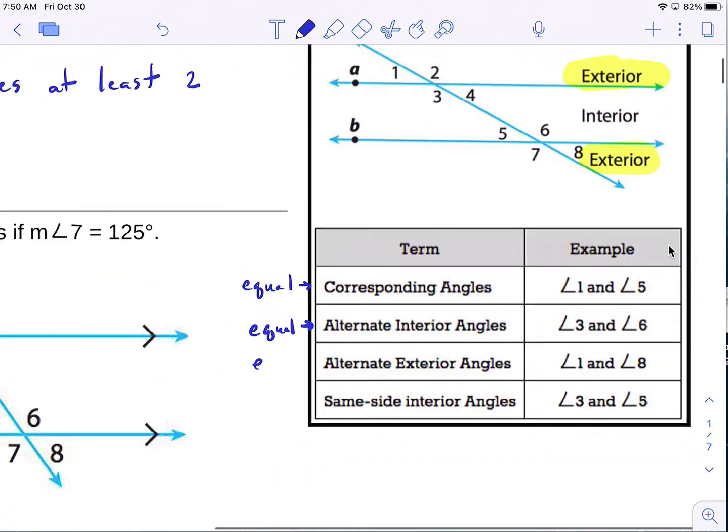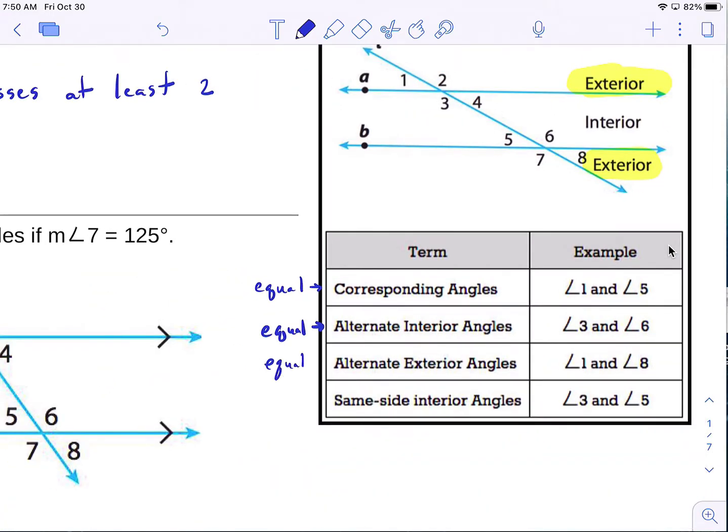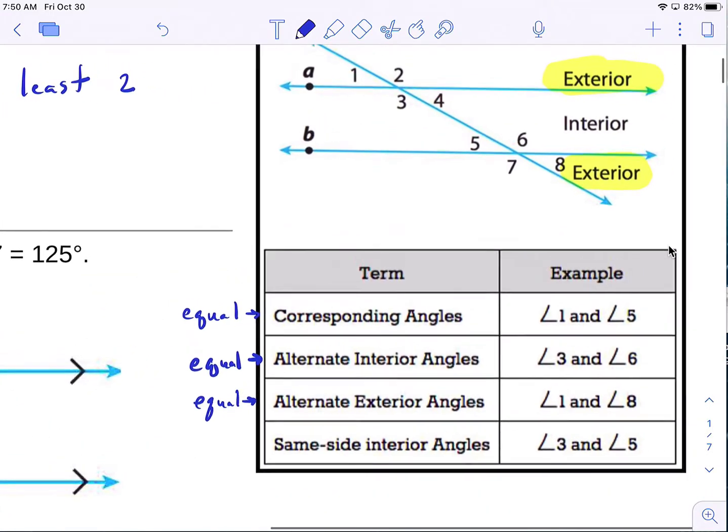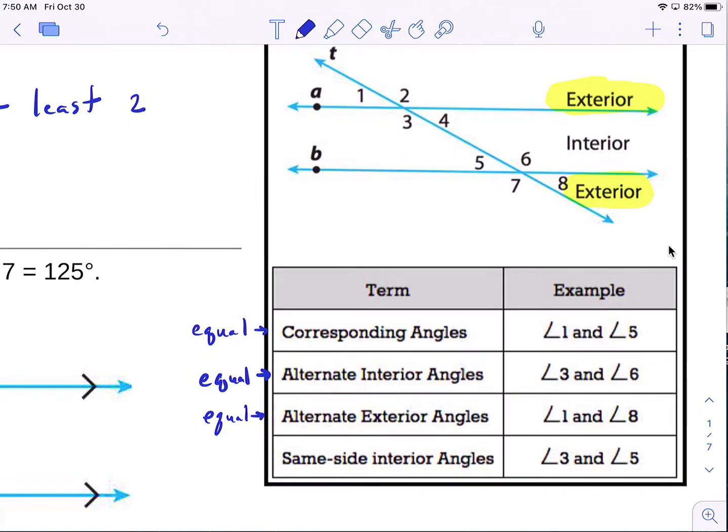They are also equal to each other. Okay, so angles 1 and 8 are the same angle measure. Angles 2 and 7 are also the same angle measure as well.